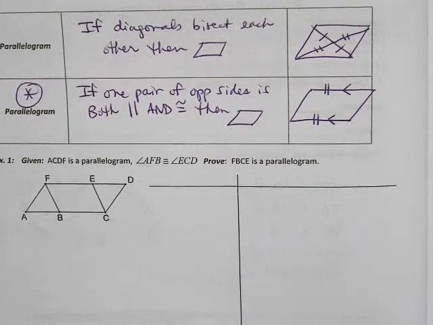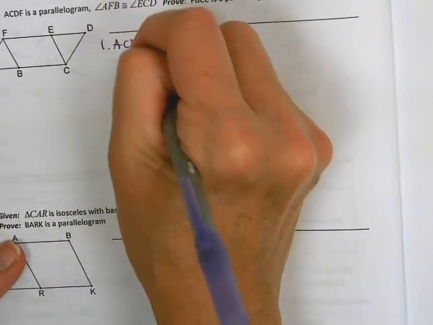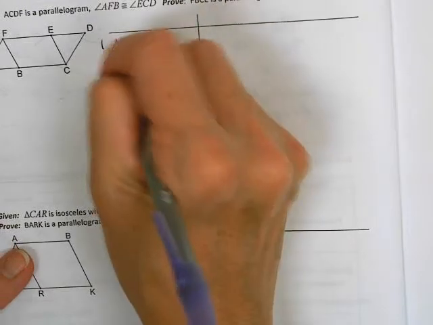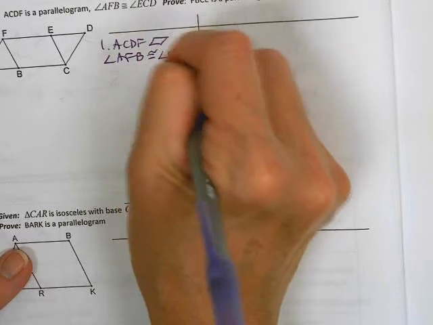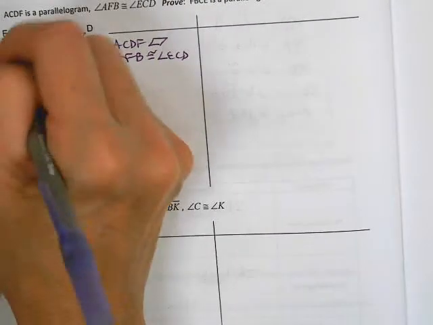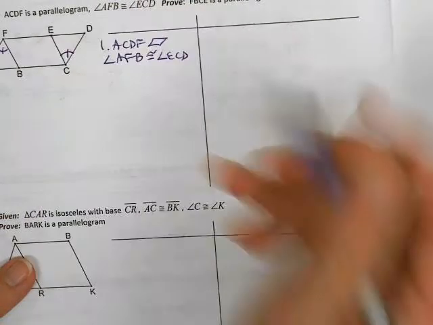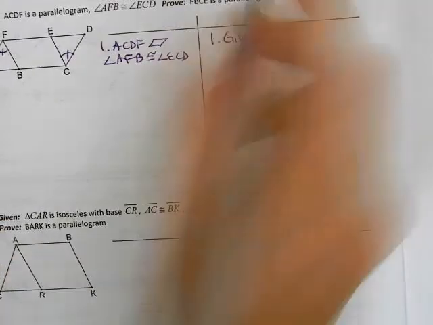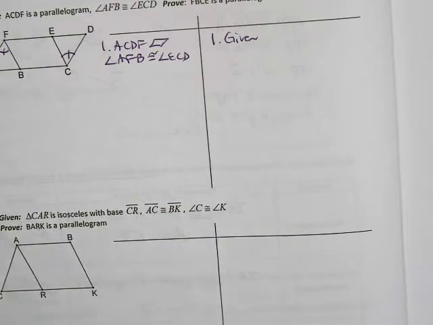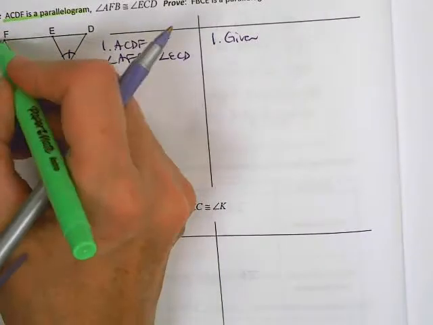All right, let's look at a couple of examples. We are given a parallelogram. ACDF is a parallelogram. We are given AFB congruent to ECD. Let's find those. AFB, mark your angles carefully. ECD, that's those two. That's all given. And I'm going to highlight the parallelogram, right? This was in the given. So where is the parallelogram? That's the big one.